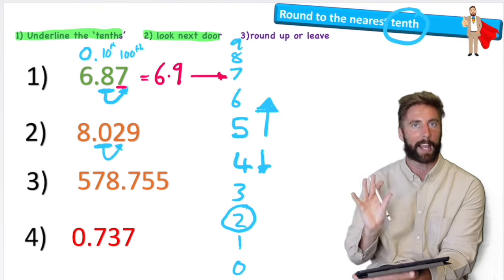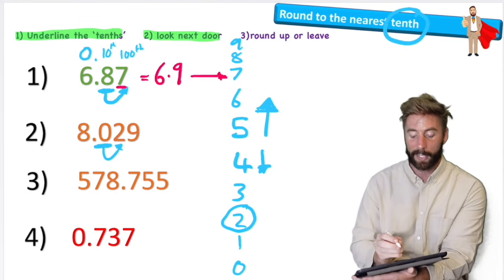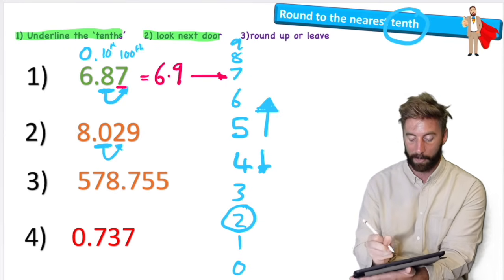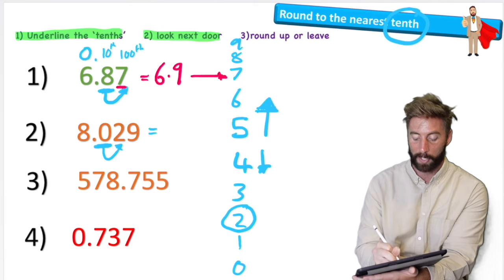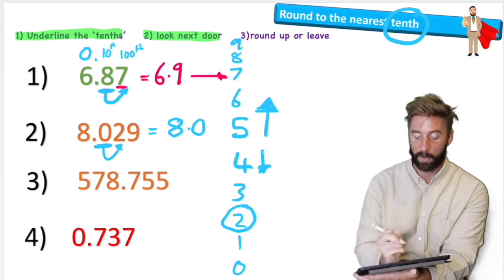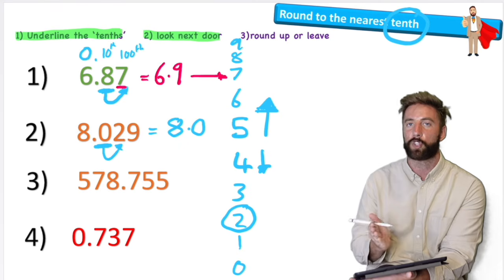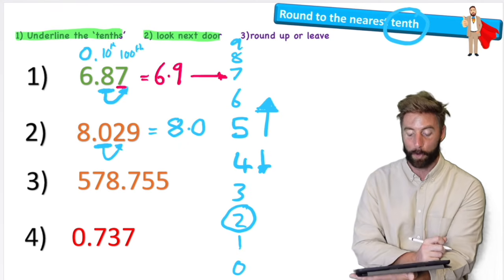4 or less, let it rest. So I'm going to let it rest, and I'm going to keep my 0 as a 0. So the answer to question 2 is just 8.0. The 2 wasn't big enough to justify bumping it up to an 8.1.